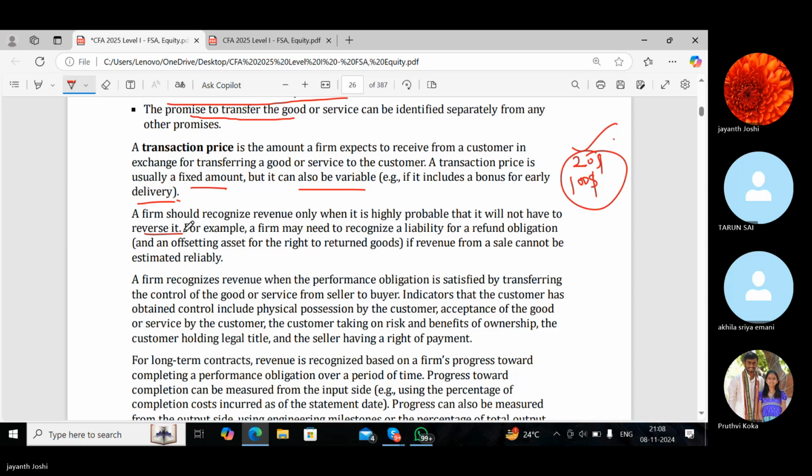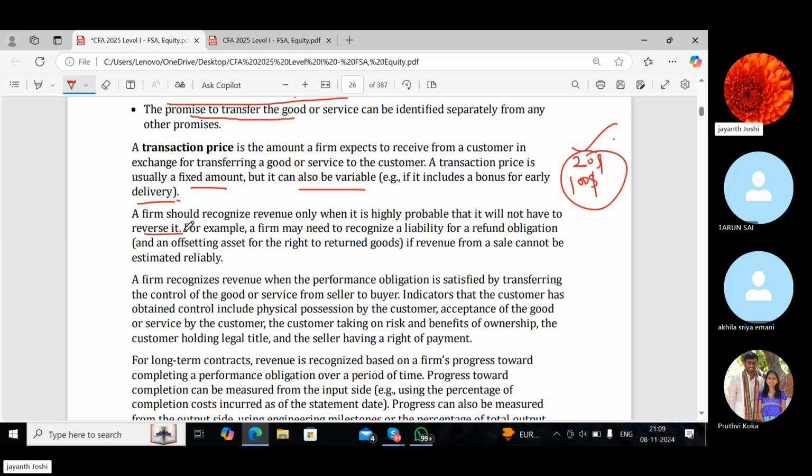Suppose a student takes a subscription and immediately doesn't like it and asks for a refund. Then there is no probability that the subscription is going to happen, right? So if that happens, it is not recognized as revenue. A firm should recognize revenue only when it is highly probable, more than likely, that means 80-90% chances, that it will not have to reverse it. That means it will not have to cancel it.